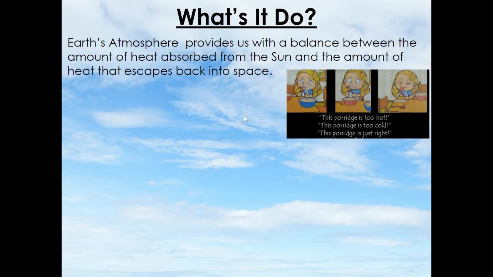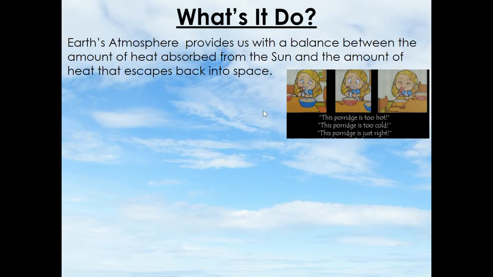So what does the atmosphere do? What does it do for us? Earth's atmosphere provides us with a balance between the amount of heat absorbed from the sun and the amount of heat that escapes back into outer space. This reminds me of Goldilocks and the Three Bears, about how her porridge was too hot, too cold, or just right. Our atmosphere keeps us just right.